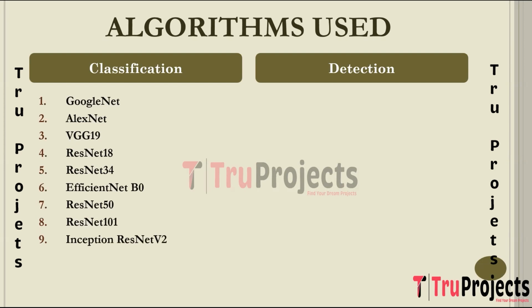The next algorithm is Inception ResNet V2. It combines Inception module with ResNet-like skip connections. This architecture aims to capture diverse features efficiently and enables training very deep networks. Inception ResNet V2 is used when a combination of features from both Inception and ResNet is beneficial. It is suitable for image classification tasks that require a high level of feature diversity.